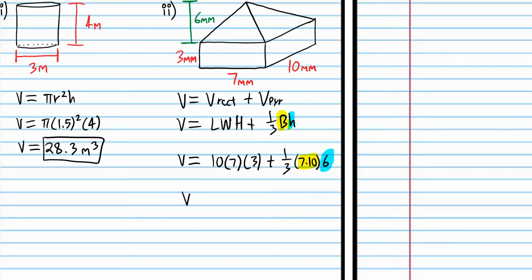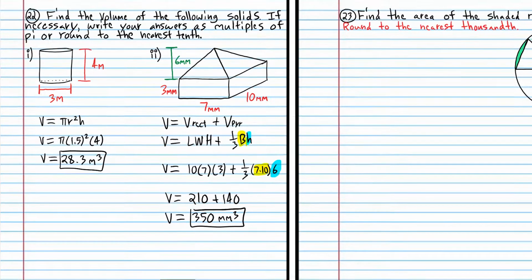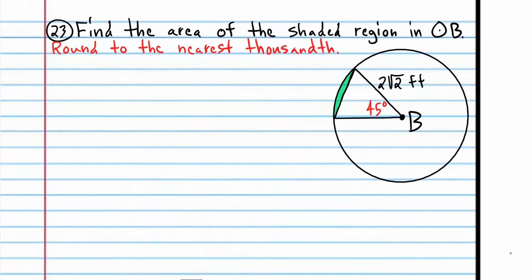So multiplying, we get 210 plus 140. And that's going to be 350 cubic millimeters. So if you got that one right, good job. Okay, go ahead and try 23. When you come back, we'll do it together.